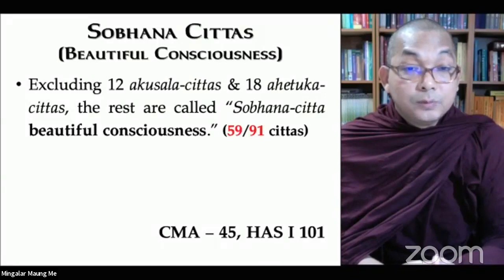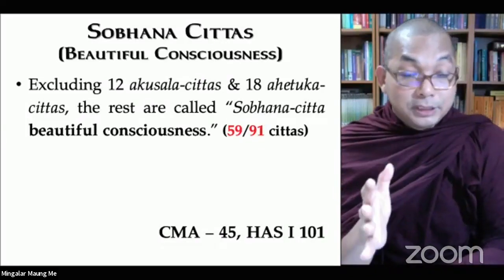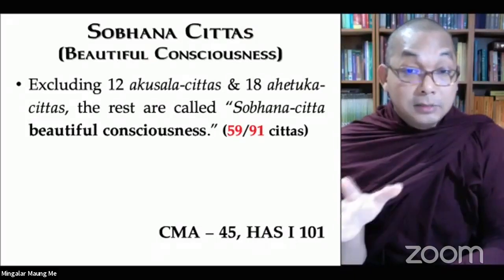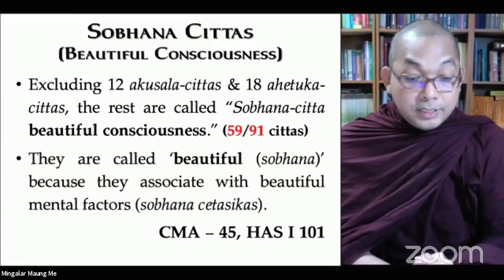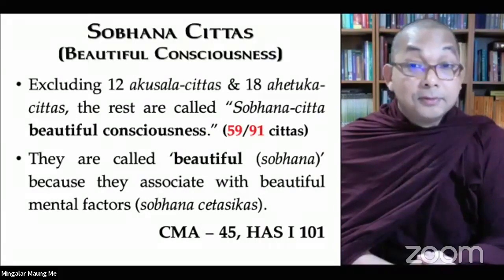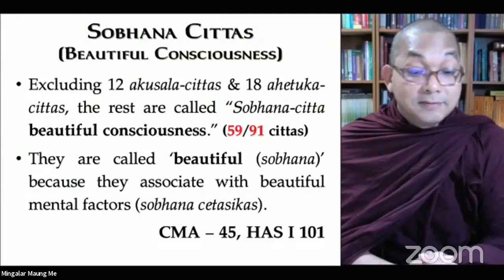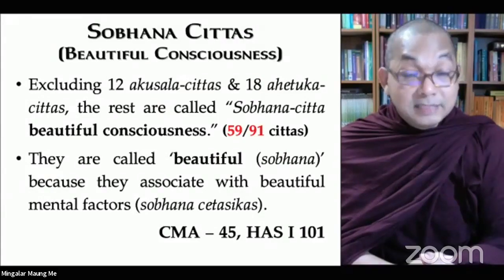In broader details, we have 121 cittas, and in that category we have 91 beautiful cittas. So 59 beautiful cittas in summary, and 91 beautiful cittas in broader classification. They are called beautiful because they associate with beautiful mental factors. Mental factors, or cetasikas, we will learn in the next chapters. We have 25 beautiful mental factors.